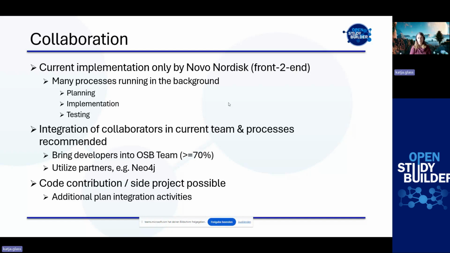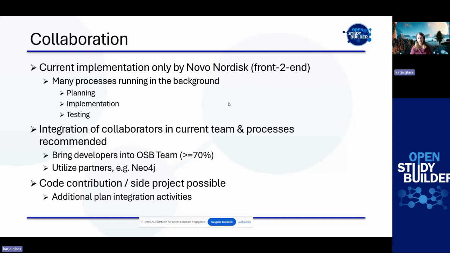So what we could do for collaborations, we can integrate collaborators in the current teams and processes. This would really enable us to also stick with complete pipelines. So you can really send development people, planning people, feedback people, testing people to the OpenStudyBuilder team, and they can fulfill whatever requirements you have.